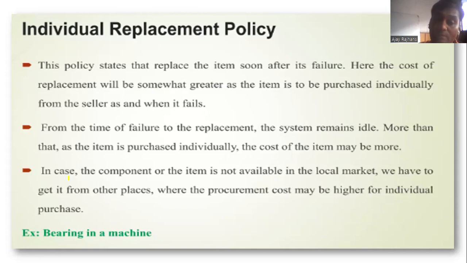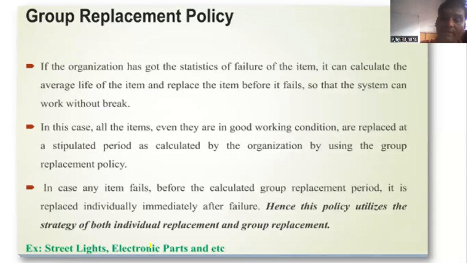From the time of the failure to the replacement, the system remains idle. More than that, as the item is purchased individually, the cost of the item may be more. So definitely you may purchase the whole product, considering the products one by one. As an example, take a bearing in your machine. Bearing, you know what a bearing is? To replace that, it may require some cost, but the bearing cost is also very high.